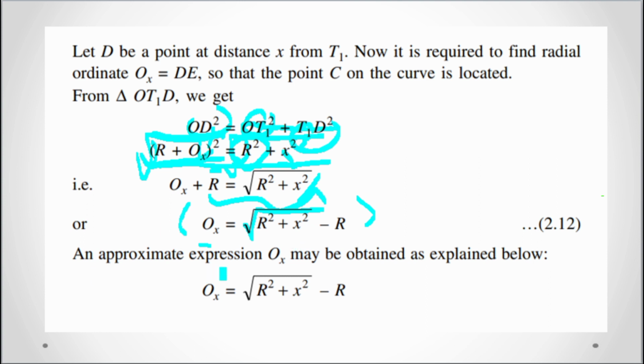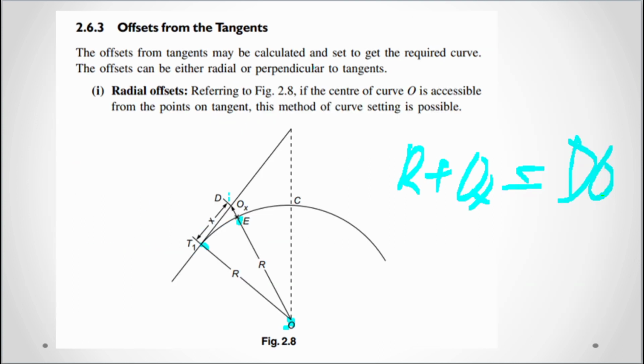An approximate expression of OX may be obtained as explained, so I have explained it here. This is the final formula that is used in calculating offsets from the tangents. So this is the first method, the radial offsets. That's the formula for calculating offsets from the tangent using the radial method.